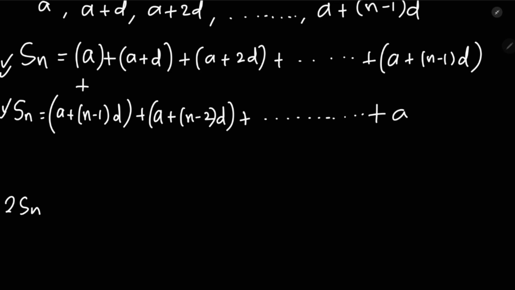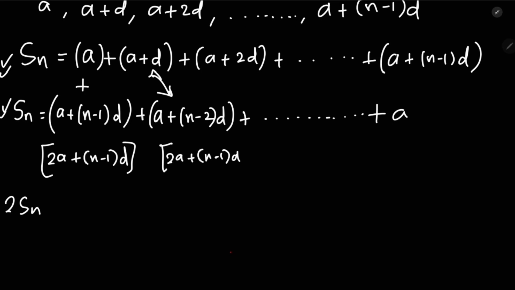Adding these two gives us 2a plus n minus 1 d. Similarly, when we add the second and second last element, this again gives us 2a plus n minus 1 d. And you can see that all these elements, if we add them in pairs, will give us this same sum, 2a plus n minus 1 times d.